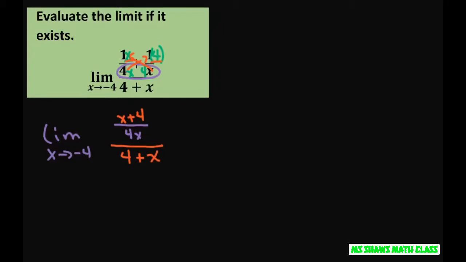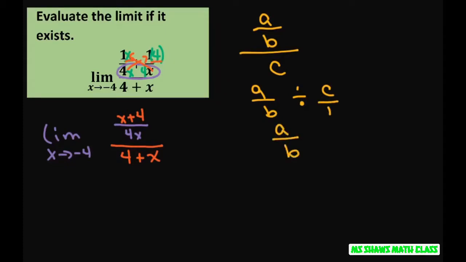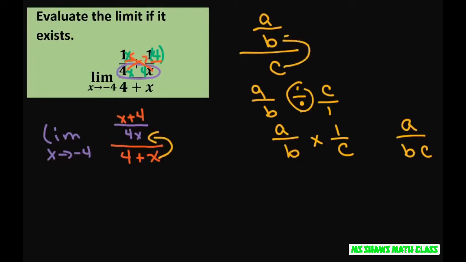Now another little tidbit, and sorry, but if you have something like a over b divided by c, that's the same thing as saying a divided by b divided by c. We can write that as c over 1. So it's the same as a divided by b times 1 over c. So you just keep, change, and flip. So basically this is a divided by bc. So I can move this c up here.